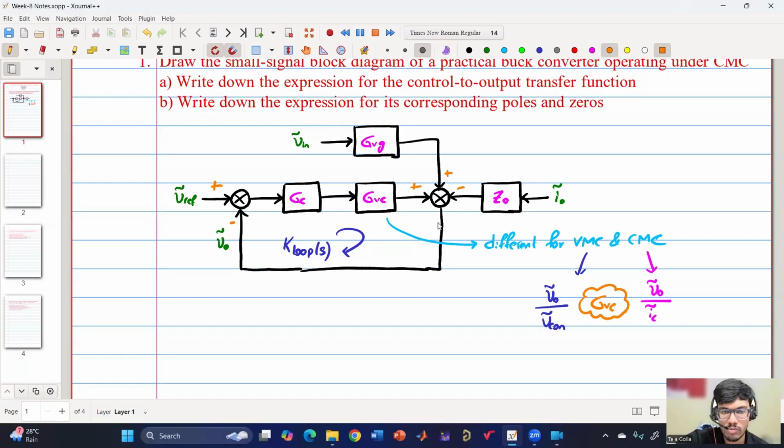So if we now discuss the loop transfer function, what will be the loop transfer function? Anyone? L of s? GC of s multiplied by GVC of s. GC of s into GVC of s. Yes.